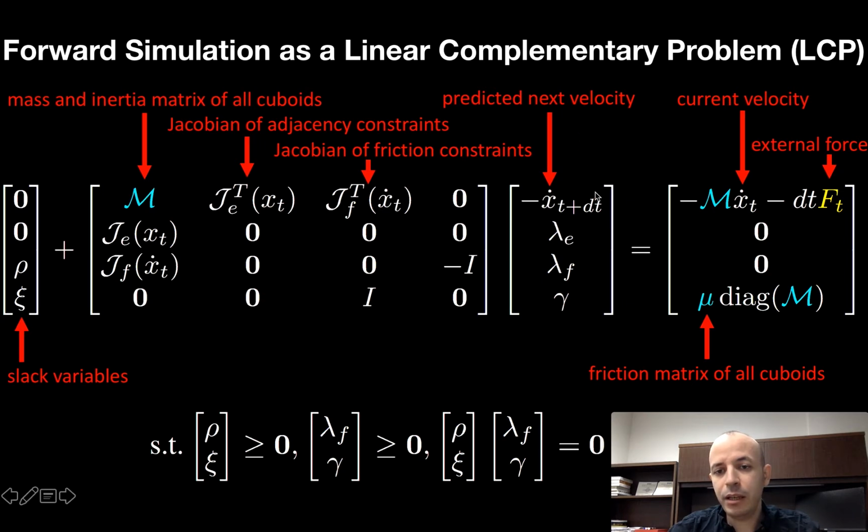Then we have the predicted velocity at t plus 1 or t plus delta t. And we have the external force, and then we have the mu, which is the vector of friction coefficients. We have slack variables, and we have also lambda e and lambda f, which are actually impulses, a kind of fake forces. Lambda e and lambda f are magnitudes of impulses. And lambda e corresponds to the internal forces between the cuboids, and lambda f corresponds to the friction force.